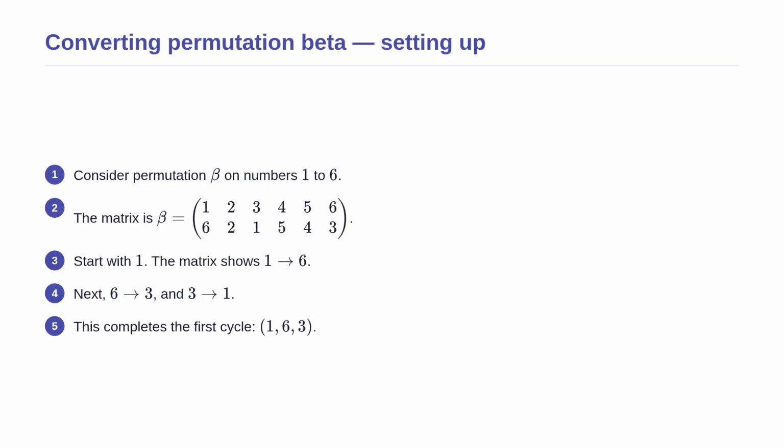Let us solidify this by converting another permutation, which we will call beta. We are given a new 2-row matrix operating on the numbers 1 through 6, and we need to find its disjoint cycle notation. We approach this exactly as before, building the cycles one by one. Starting with the smallest available number, 1, we look at the bottom row and see it goes to 6. Following 6, we see it goes to 3. Following 3, it goes back to 1. This closes our first bracket, giving us the cycle (1 6 3). We have successfully mapped the first 3 elements.